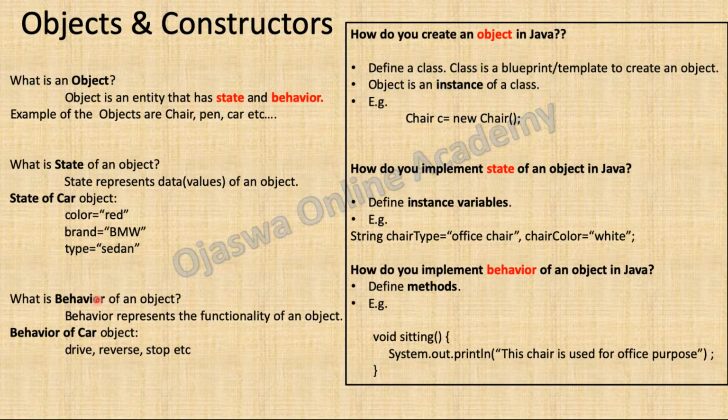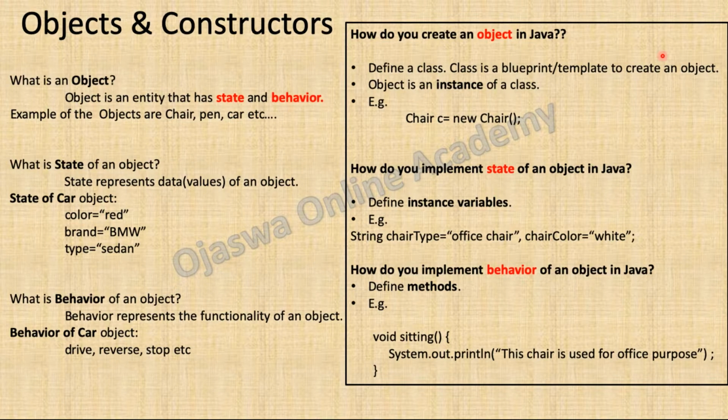What do you mean by behavior of an object? Behavior represents the functionality of an object. In case of car object, the behavior of the car could be drive, reverse, stop, etc. Now, how do you implement this in Java? To define an object, first you need to define a class. Class is a blueprint or template through which objects are created. You have a class, you can create n number of objects of similar type.